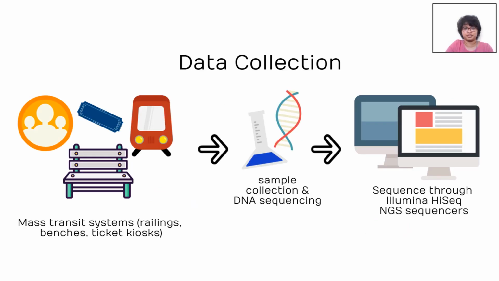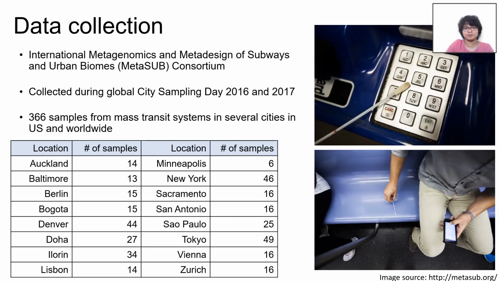We now briefly go over the data collection step. Raw metagenomic sequence data from mass transit systems was provided by the CAMDA organizers. It was collected by the MetaSUB Consortium during Global City Sampling Days 2016 and 2017. We worked with 366 samples from several cities, both in and outside the US. Roughly half of the locations were inside the US and half of them were from other countries.